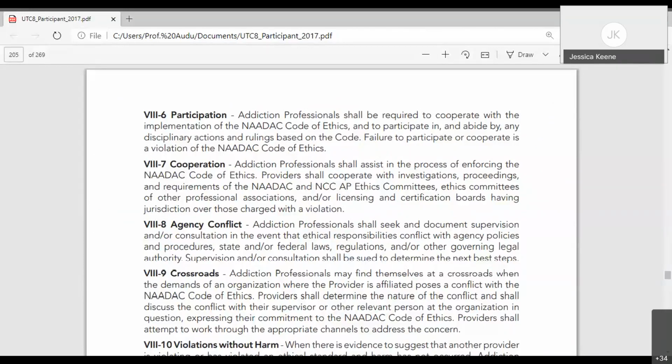Cooperation: addiction professionals shall assist in the process of enforcing the NADAC Code of Ethics. Providers shall cooperate with investigations, proceedings, and requirements of the NADAC and NCC AP Ethics Committees, ethics committees of other professional associations, and all licensing and certification boards having jurisdiction over those charged with a violation. So you see, you are looking at the ethics committee of the profession, you are looking at NADAC, you are looking at the laws of the land, you are looking at licensing and certification boards.